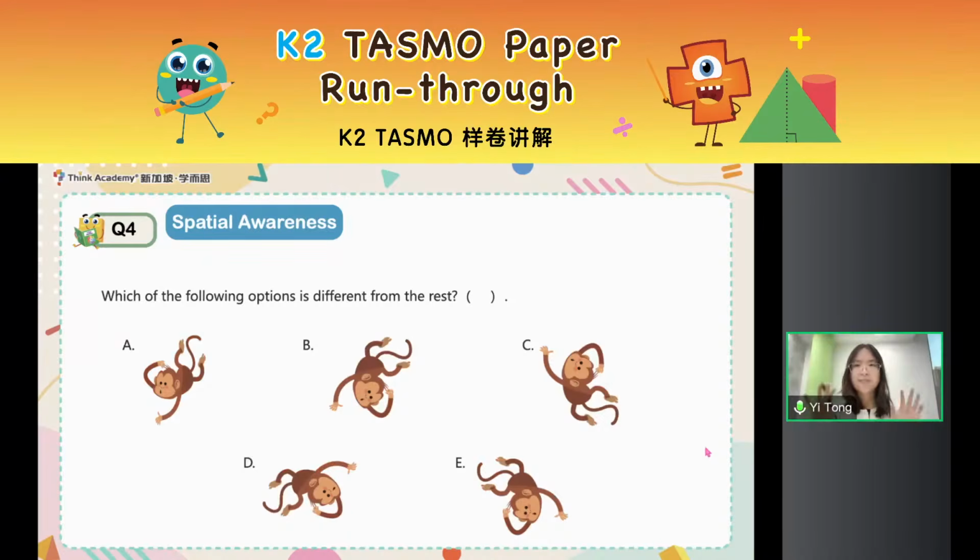Now, wow, we have very cute monkeys. So many monkeys, and they're in different directions. We want to know which of the following monkeys is different from the rest. Which one is the odd one out? They're in different directions. So what should we do? Let's rotate our monkeys and see which direction they're in.